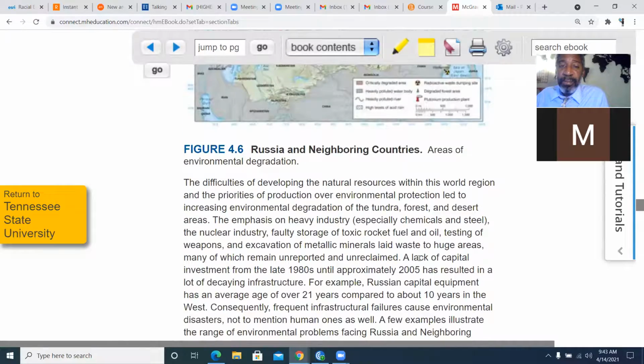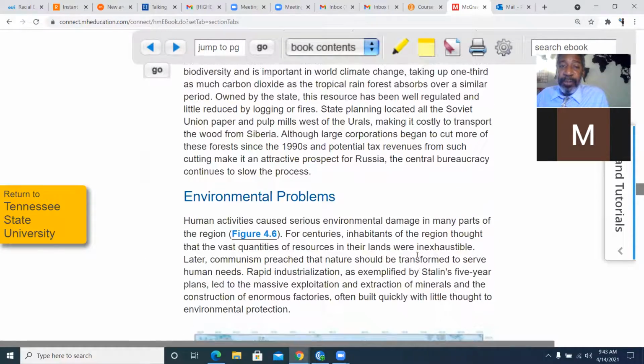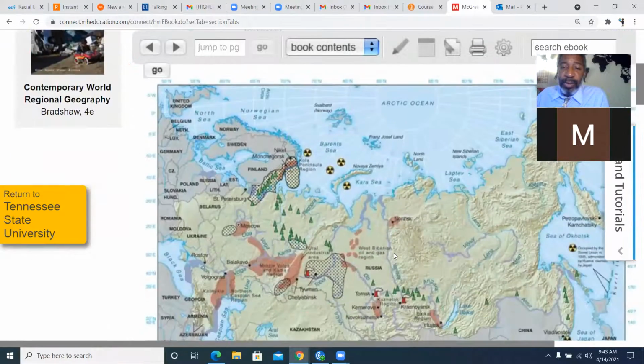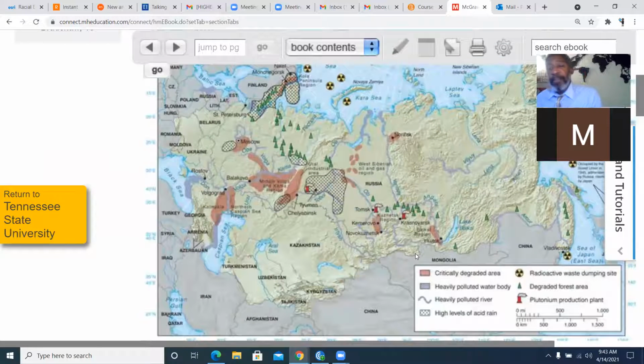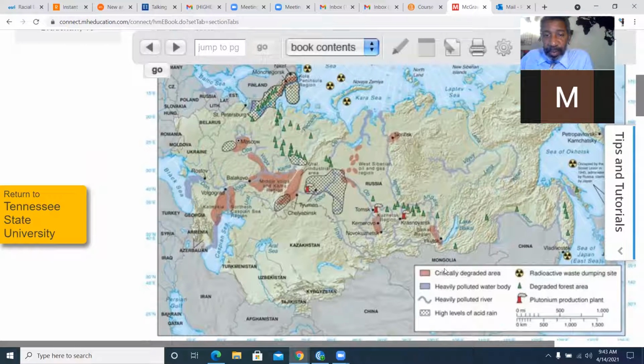So we will start off with this map, figure 4.6. If you look at the legend, there are many environmental problems throughout this region. The brown color area symbols represent critically degraded areas. The gray area symbols represent heavily polluted bodies of water, the Black Sea and Caspian Sea. The gray line symbols represent heavily polluted rivers, and you see the Volga River, the Ural River, pretty much every river is heavily polluted, as you can see. Acid rain, you see there are areas that are impacted by acid rain.